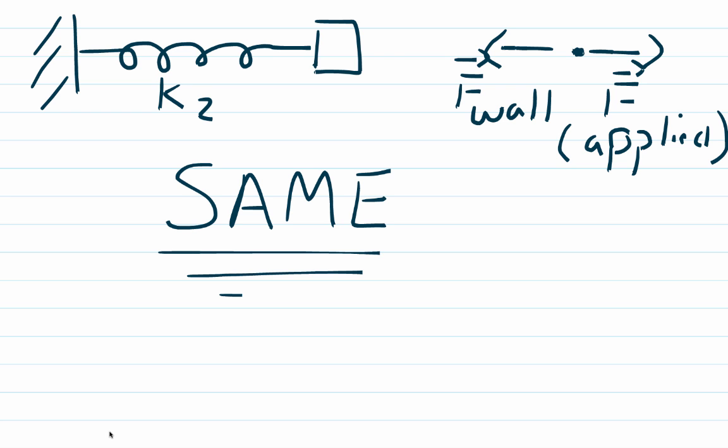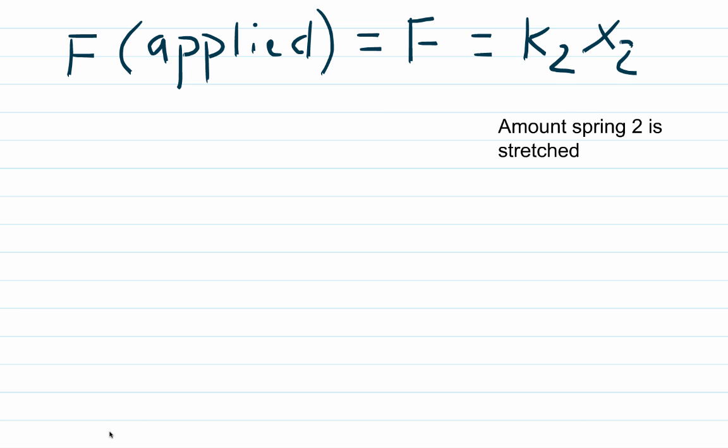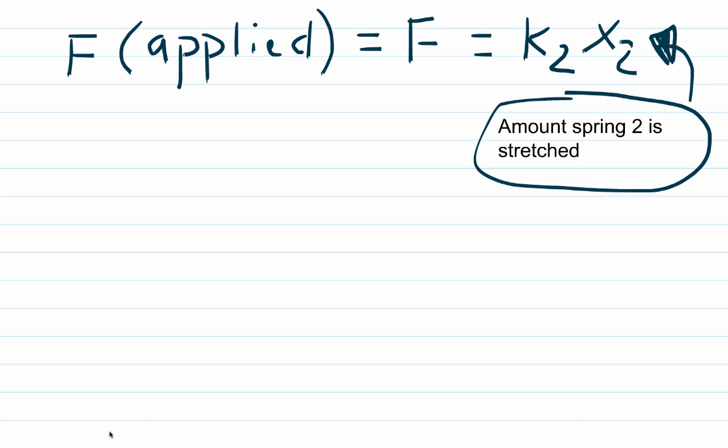You need to convince yourself that these two examples are the same. If we then assume they are the same, make sure you believe it, then the applied force we'll just call F. It's going to be equal to K2 times X2. Again, X2 is the amount that spring number 2 is stretched. We can rewrite X2 to be equal to F, the force that's applied, divided by K2, the spring constant of the second spring.